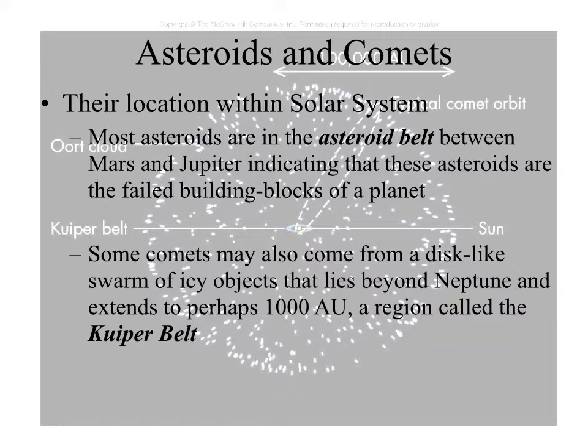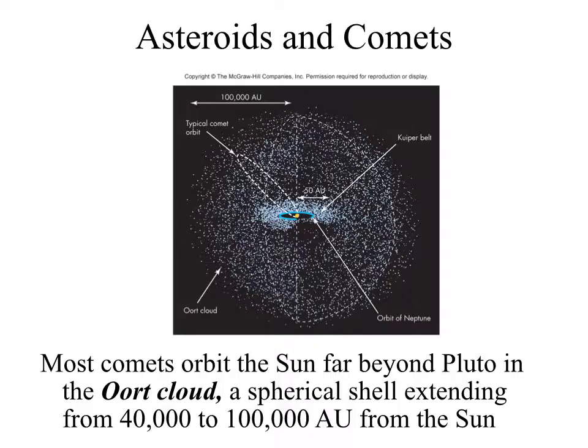Some comets may also come from a disk-like swarm of ice objects that lies beyond Neptune, extending perhaps 1,000 AU, in a region called the Kuiper Belt. But most comets orbit far beyond Pluto in the Oort cloud, a spherical shell extending from 40,000 to 100,000 AU from the Sun.